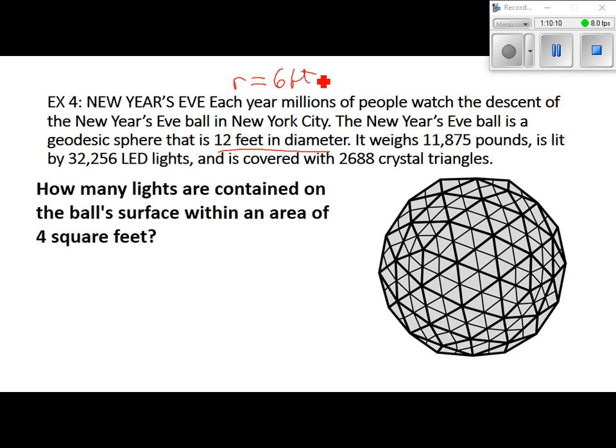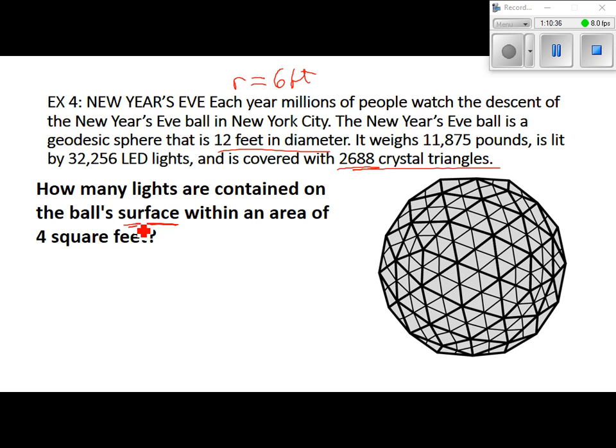It weighs 11,875 pounds, is lit by 32,256 LED lights, and is covered with 2,688 crystal triangles. How many lights are contained on the ball's surface? And that should give us a big hint what we're dealing with. Within an area of 4 square feet.